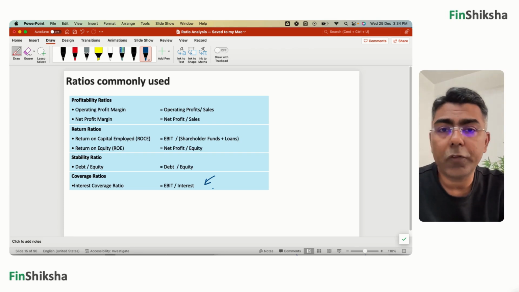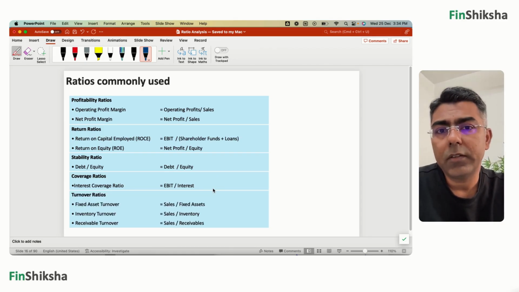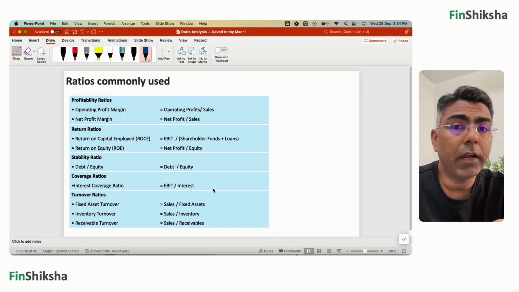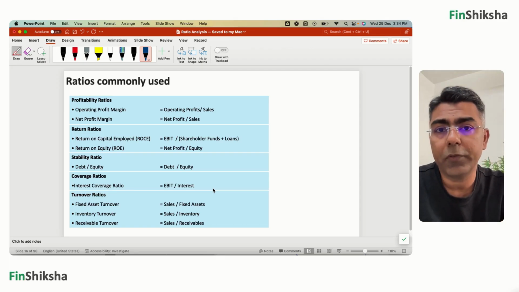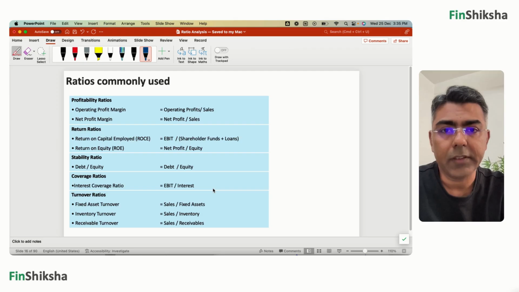And then there is a bunch of ratios around the efficiency of the company, which are all turnover ratios. Now, here some divergence is seen in terms of what is being explained in a lot of textbooks about some of these ratios, in terms of the formula used and what is commonly used in the industry, specifically on the equity analysis side of things.